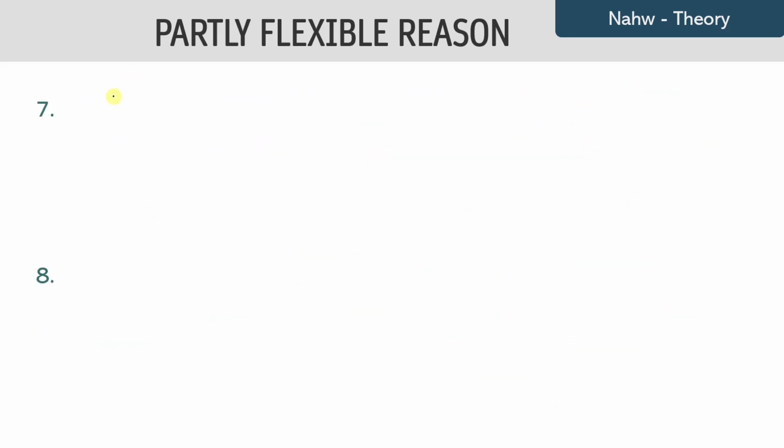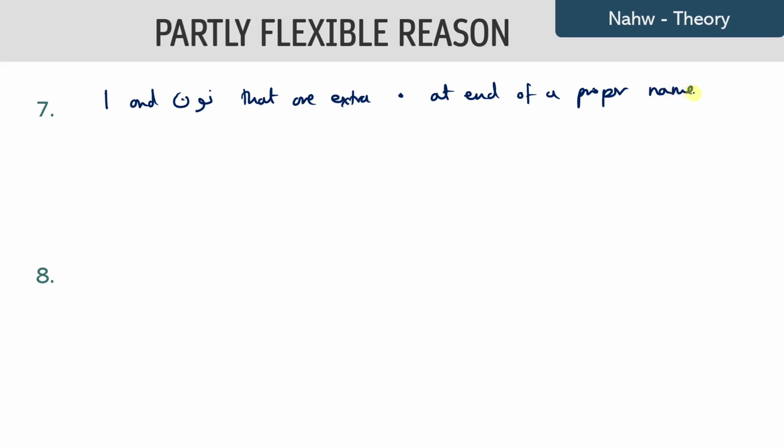Number 7, you have alif and noon, the letter noon, zaidatan, meaning they are extra. They are extra added in the word. And usually you find these at the end of a proper noun, at the end of a proper name. So if you have an extra alif and a noon at the end of a proper name, then that is going to be partly flexible. So for example, the word Nu'man. This is alif and noon that are extra.